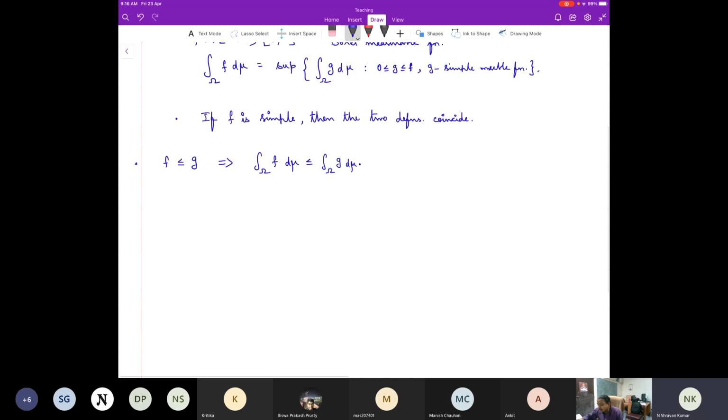How does this follow? Since f is less than or equal to g, every element in the set for f will be in the set for g as well. So if you have a function phi which is less than or equal to f, then it is also less than or equal to g, and that tells us that this inequality is valid.